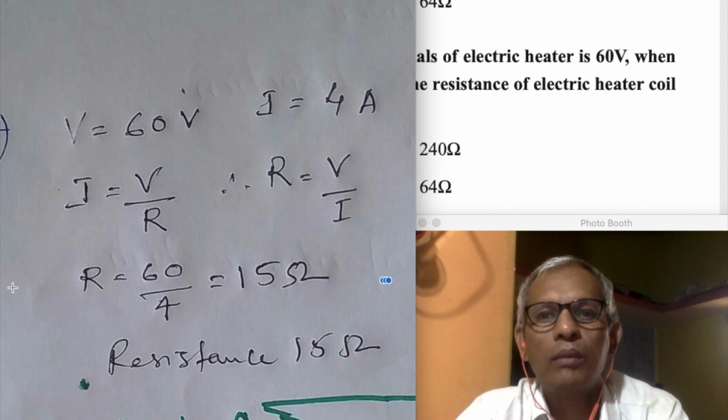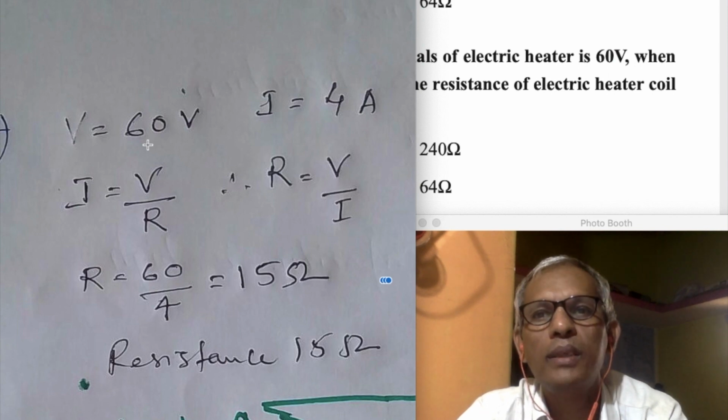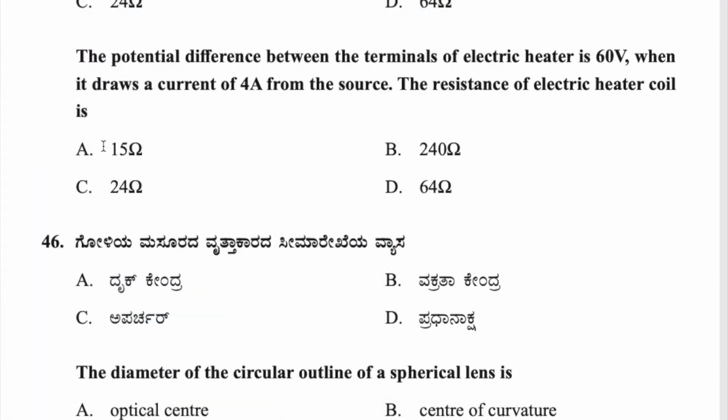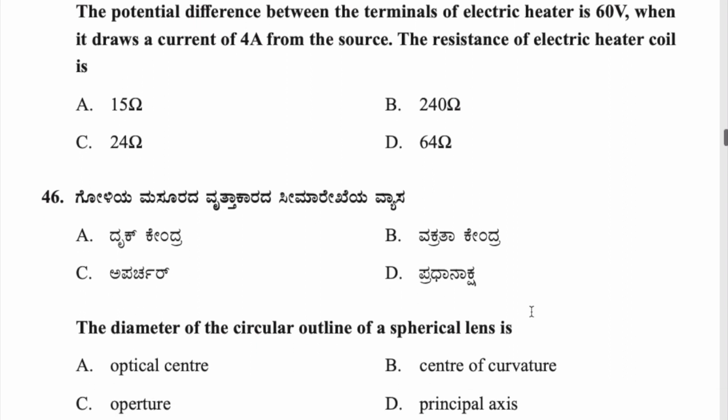So putting the value of V and I, R is equal to the voltage across the terminal, which is 60 volt, and the current drawn is 4 ampere, so we will get 15 ohm. So the resistance of the conductor is 15 ohm. The answer is A, 15 ohm. Move on to the next question.